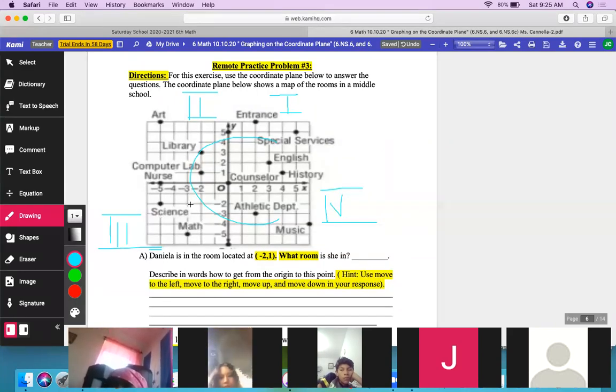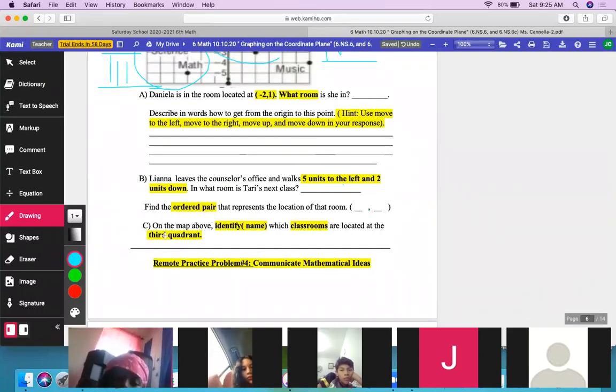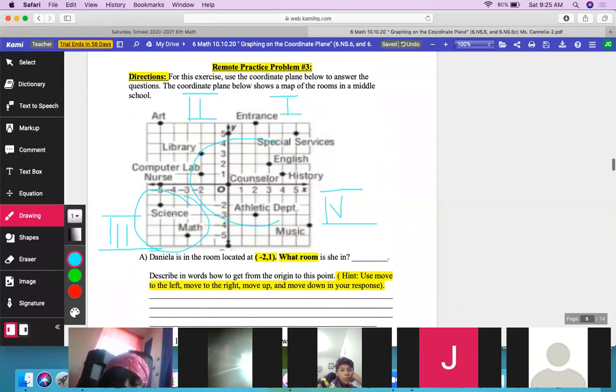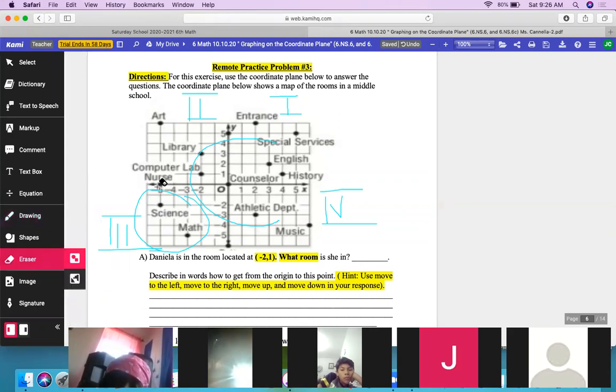Math and science. But you guys see, math and science are going to answer letter C. Math and science is letter C because the X point is a negative and the Y is a negative. That's what the 3rd quadrant says in the beginning of the lesson and what we've been working on this week. Okay, we're going to move on.